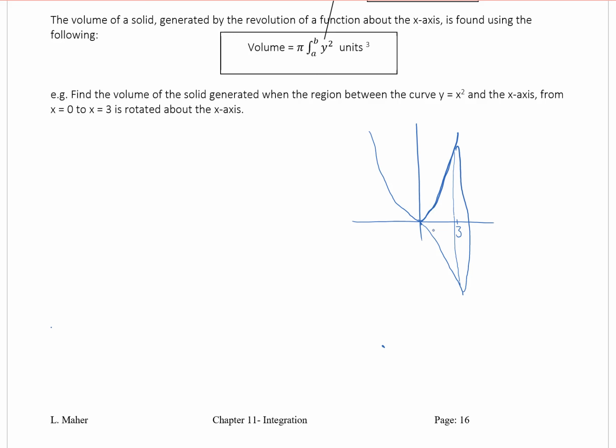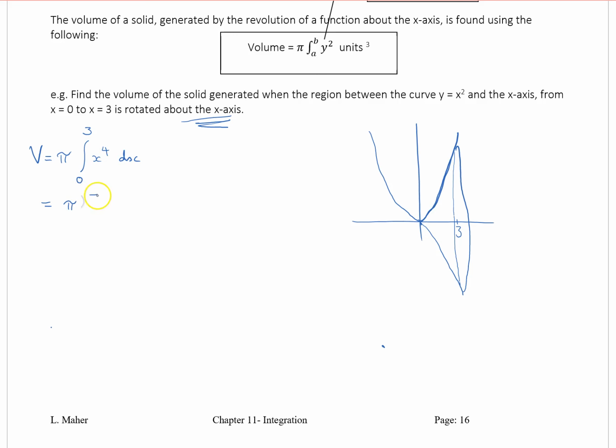Now, to get this volume, we use our formula, and this is nice and straightforward because it's rotated about the x-axis, so there's no complication. So we go straight to the formula. Pi times the integral from 0 to 3 of y squared. Y is x squared, so y squared is x to the 4th. And it's around the x-axis, so it's dx.